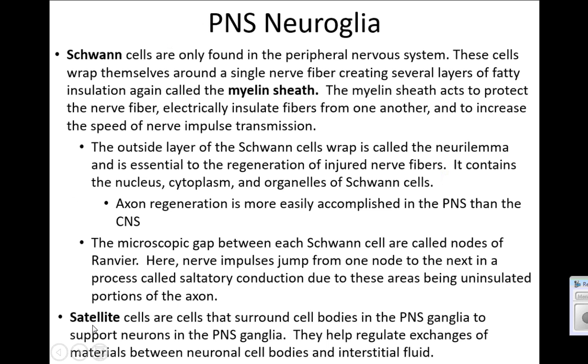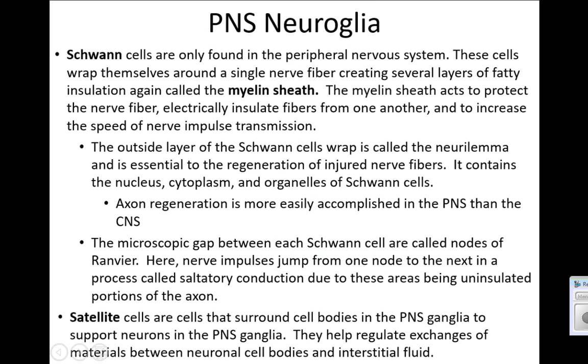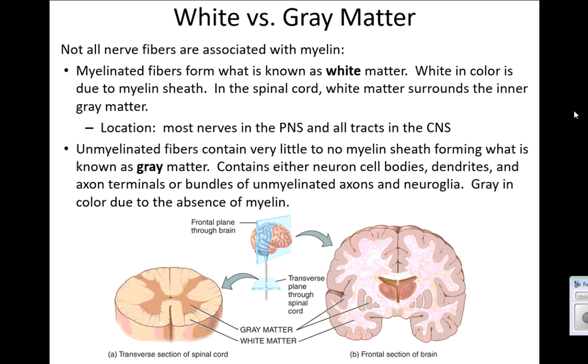Satellite cells are also associated with neurons, specifically their cell body, which is this part of a neuron. They wrap around the cell body of neurons, and help to regulate exchanges of materials between the cell bodies and the interstitial fluid. Okay. Before we move on to neurons, I want to just last talk about gray and white matter, which does involve neurons.